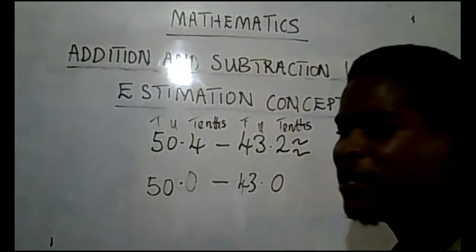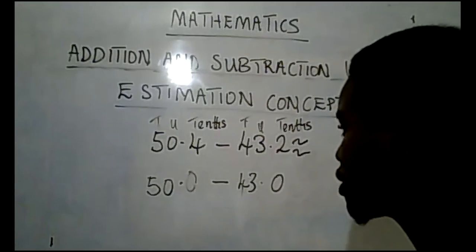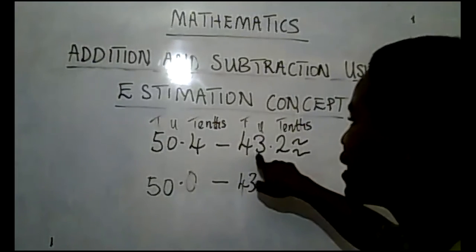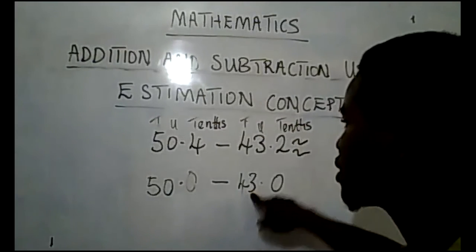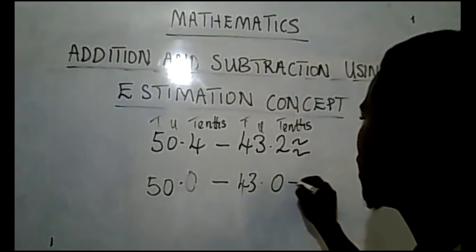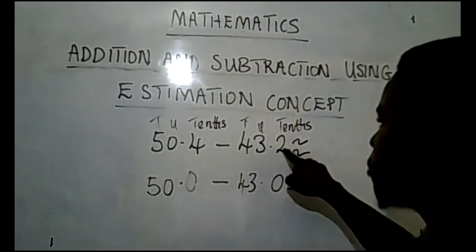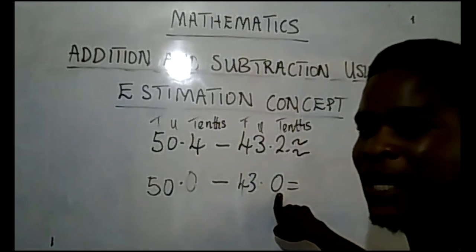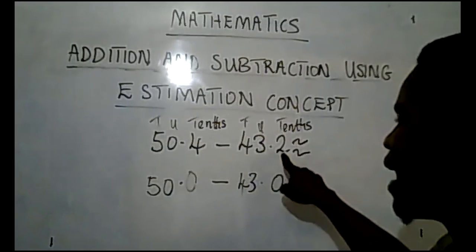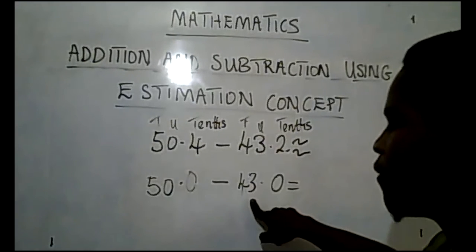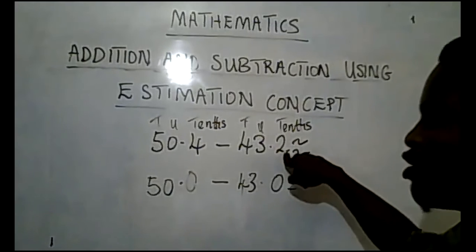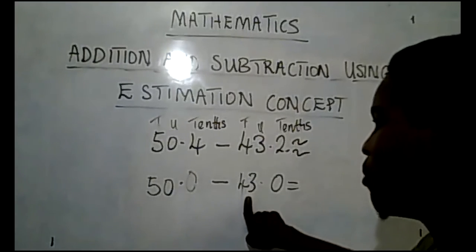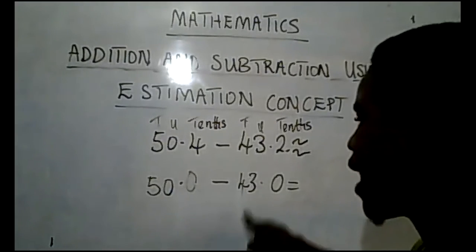You leave it. You don't touch it. Why are you not touching it? Because this 2 is not up to 5, so you are not supposed to add anything to this one. Just leave it the way it is. But if this were up to 5, let's assume that this is 5, automatically you'd write 0 and add 1 to this one to make it 44. But because this 2 is not up to 5, you write 0 and leave these the way they are, without adding anything.